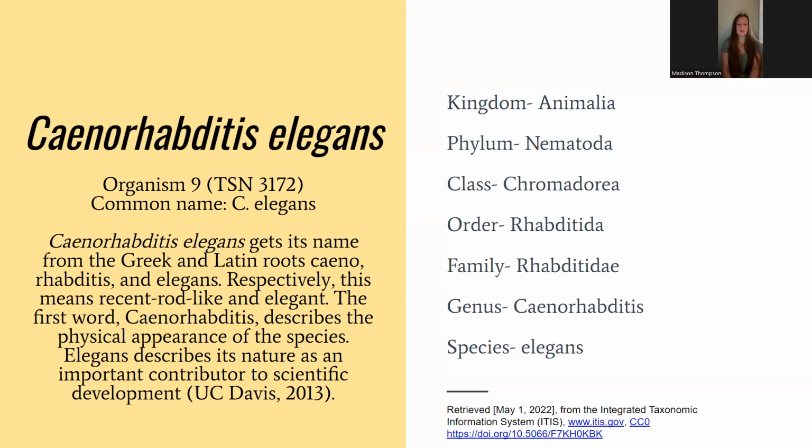The taxonomic information can be seen on the right, and on the left, a little bit more description about the name. Caenorhabditis gets its name from the Greek and Latin roots caeno and rhabditis and elegans, and respectively it means recent, rod-like, and elegant. The recent and rod-like is because it developed recently. It hasn't been around forever, and it's rod-like because of that circular morphology discussed previously. The elegant name comes from its contributions to science being incredibly important. So it's an elegant organism for all that it's achieved.